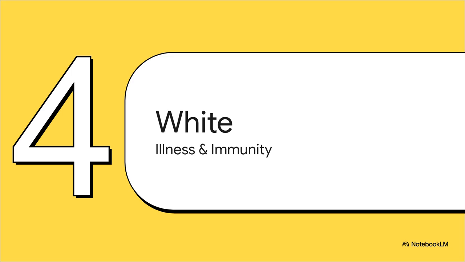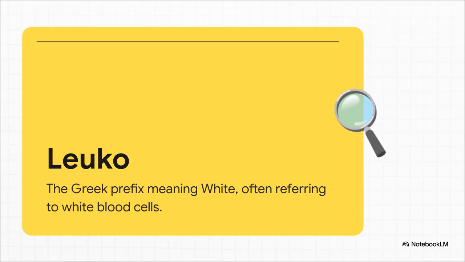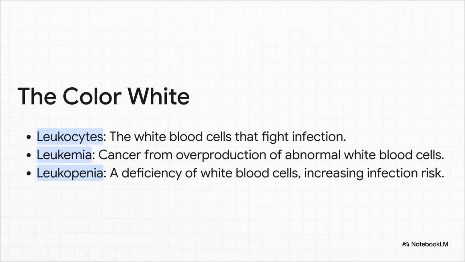All right, so from the darkness of black, let's move to white, a color that in medicine is powerfully connected to our body's own defense system, our immune cells. The prefix you're looking for here is leuko, which comes from the Greek word for white. So whenever you see leuko, I want your brain to immediately connect that to the color white and very often to our white blood cells. This one little prefix unlocks a whole range of really important concepts.